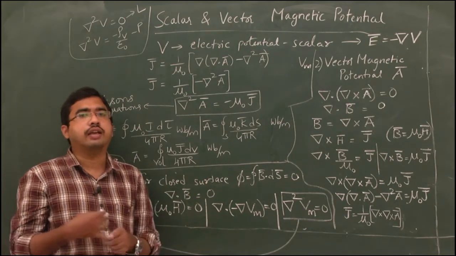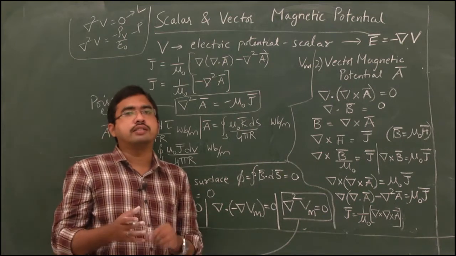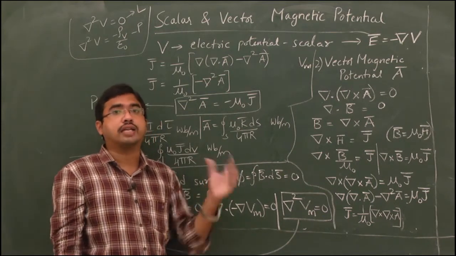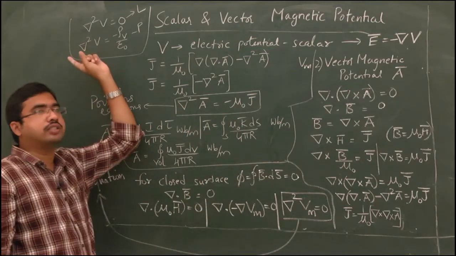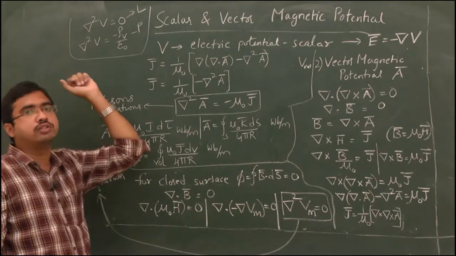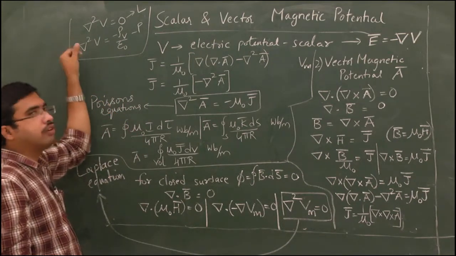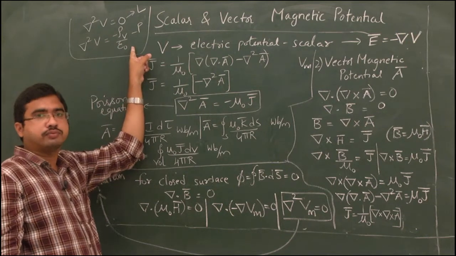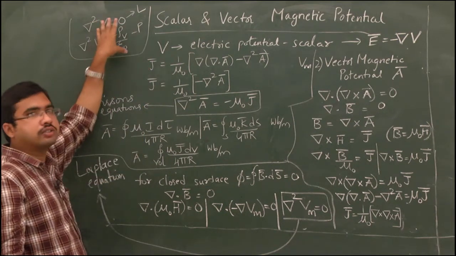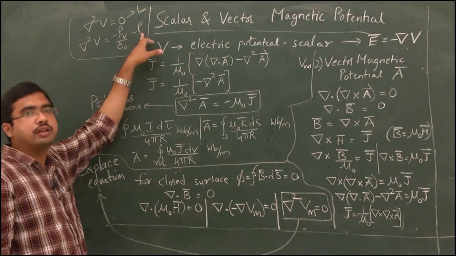Okay, so once again I am revising. What are the Poisson's and Laplace equations for electrostatic fields in first unit? Your Laplace equation is del square V equal to 0, and Poisson's equation is del square V equal to minus rho V by epsilon naught. This is for first unit electrostatic fields.